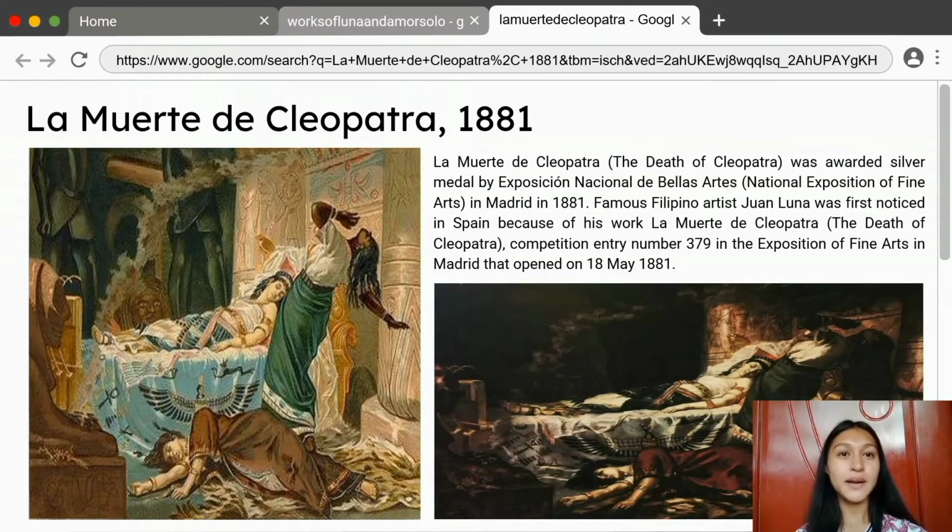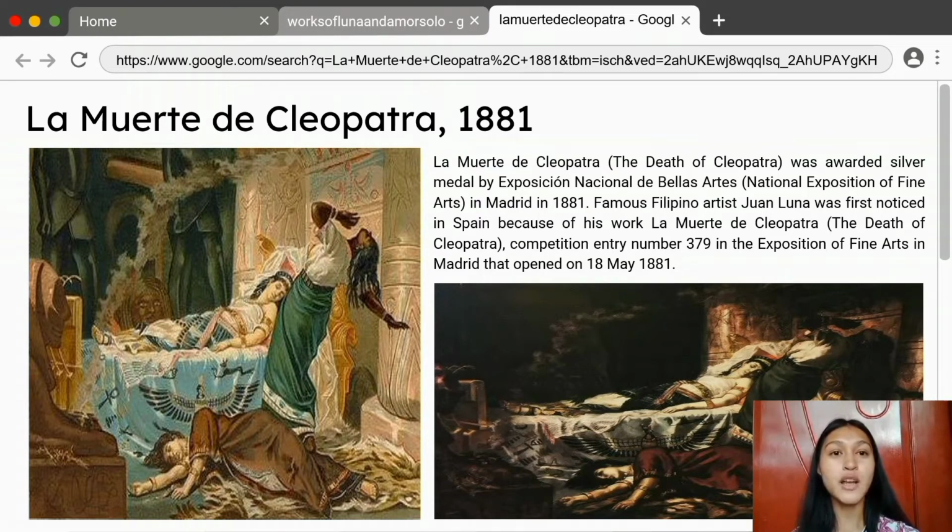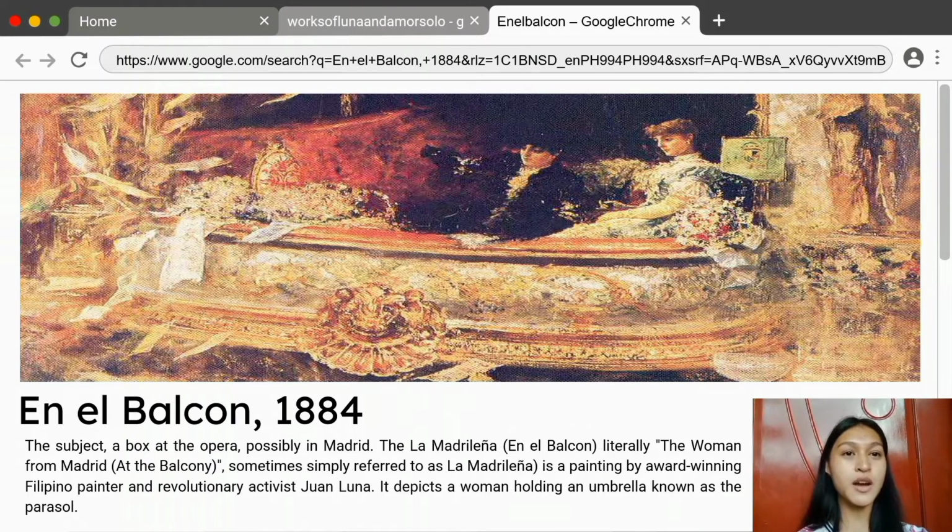La Muerte de Cleopatra, or the Death of Cleopatra, was awarded a silver medal by the Exposición Nacional de Bellas Artes, or the National Exposition of Fine Arts, in Madrid in 1881. Famous Filipino artist Juan Luna was first noticed in Spain because of this work, a competition entry number 379 in the Exposition of Fine Arts in Madrid that opened on May 18, 1881.